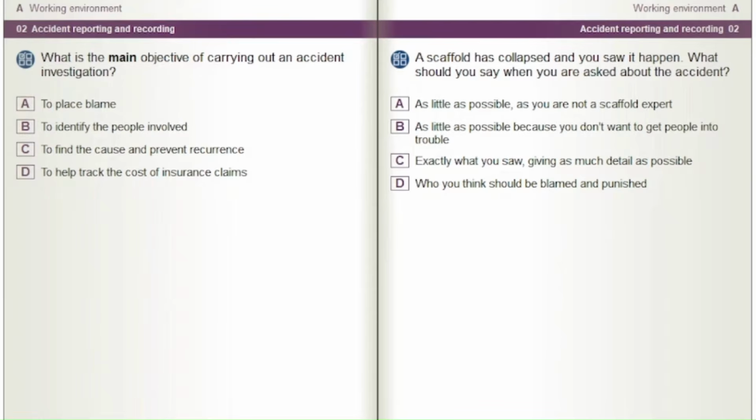A scaffold has collapsed and you saw it happen. What should you say when you are asked about the accident? As little as possible, as you are not a scaffold expert. As little as possible because you don't want to get people into trouble. Exactly what you saw, giving as much detail as possible. Who you think should be blamed and punished.